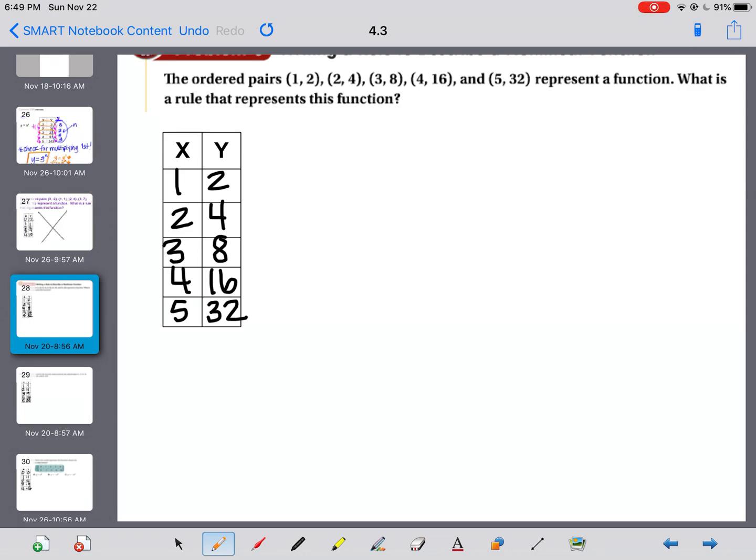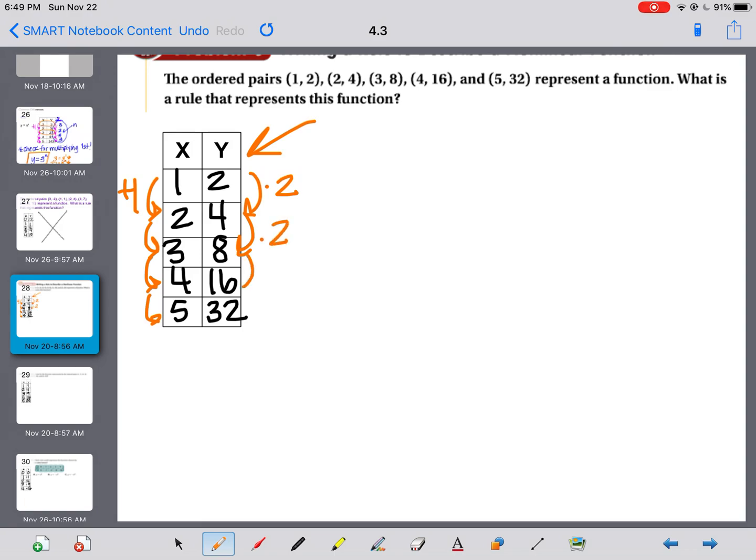And I'm going to show you just a couple examples for you to see what it's going to look like in the book, and then I'll let you work on your own. All right, the book's going to give you things like this. A set of ordered pairs represents a function. What is the rule that represents this function? I suggest that you put it into an XY table just so that you don't miss something.